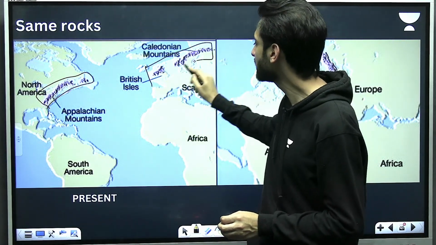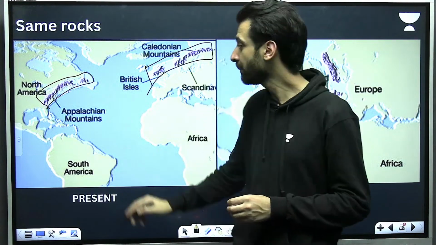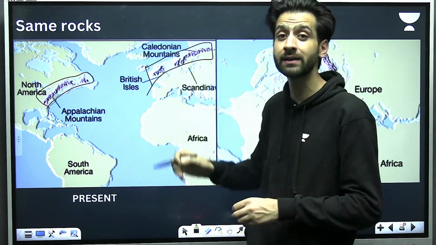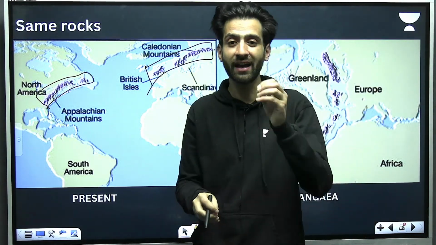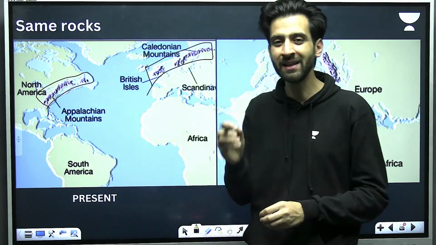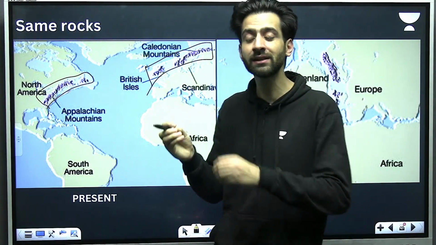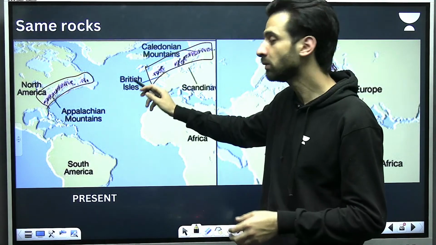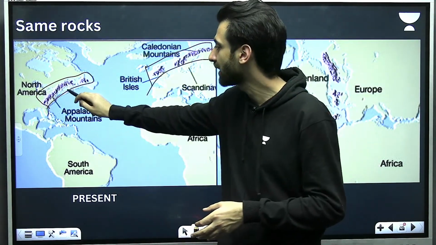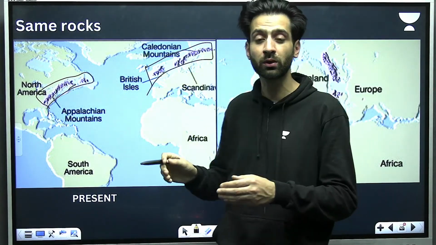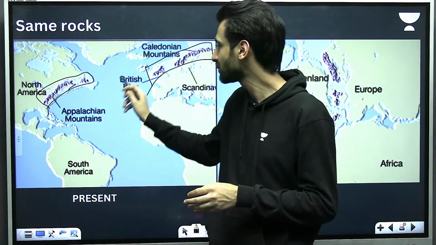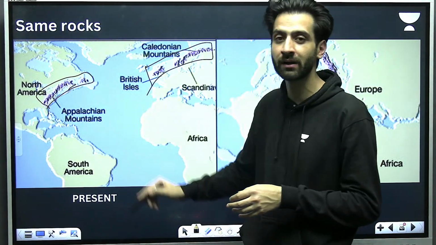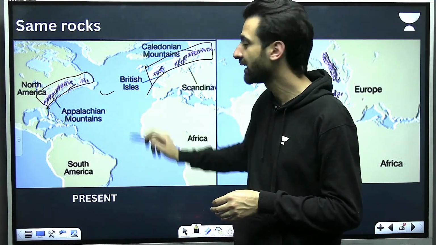in Europe, called the Caledonian Mountains. So the Appalachian Mountains and the Caledonian Mountains are of the same age and have the same features, which means that they might have been together in the past. If you look at the jigsaw fit model, you will realize that this part of America and this part of Europe was together once. That is why these mountains were together once, and once the continental drift started, the mountains also separated and the gap got filled by the ocean.